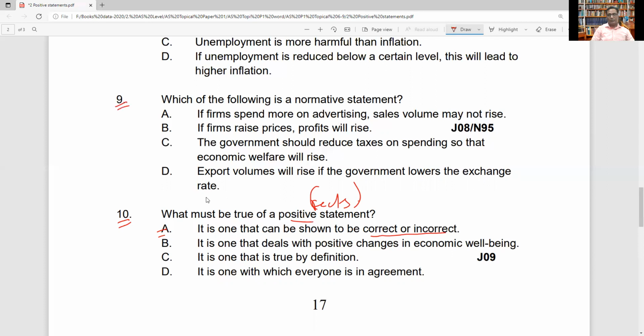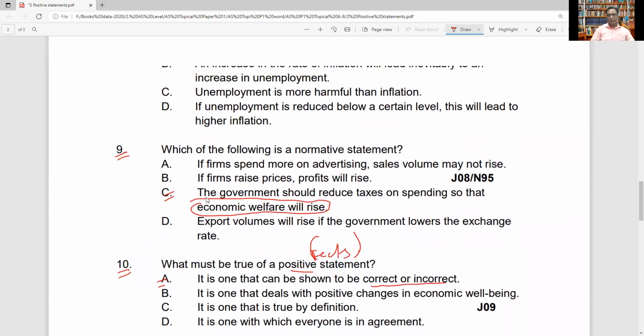Question number 9 says, which of the following is a normative statement? Again, we have to find out the opinion here. And the opinion here can be: the government should reduce taxes on spending so that economic welfare will rise. So this is the correct answer. C is the correct answer because, as I told you earlier, welfare is something that is normative, because welfare cannot be mathematically calculated and proven to be right or wrong.